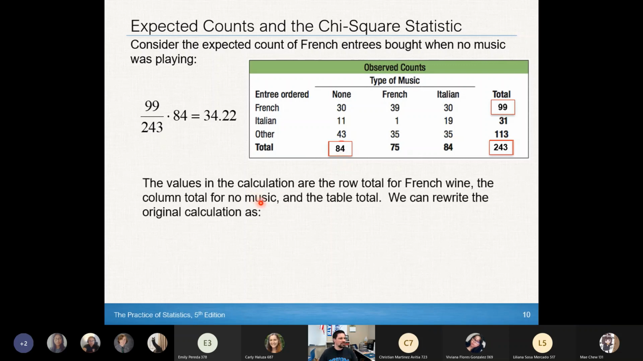The values in the calculation are the row total for French entrees, the column total for no music, and the table total. We can rewrite the original calculation as 99 times 84, row total times column total, divided by table total. We get 34.22.